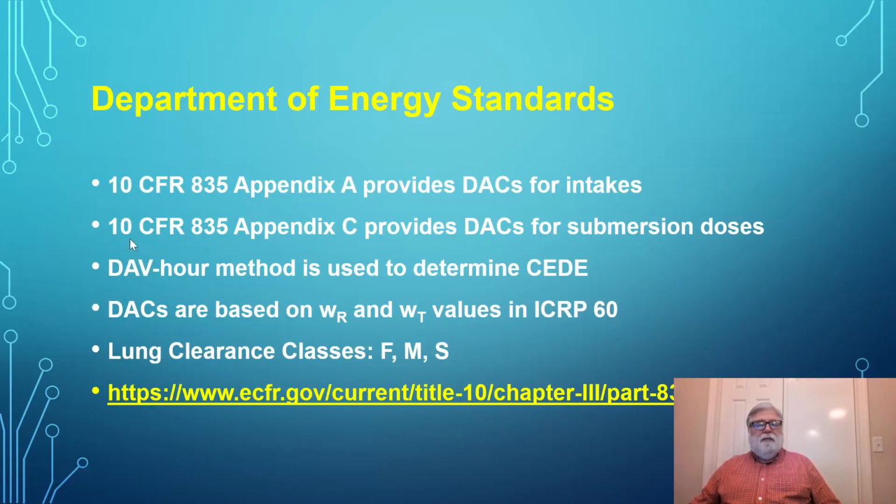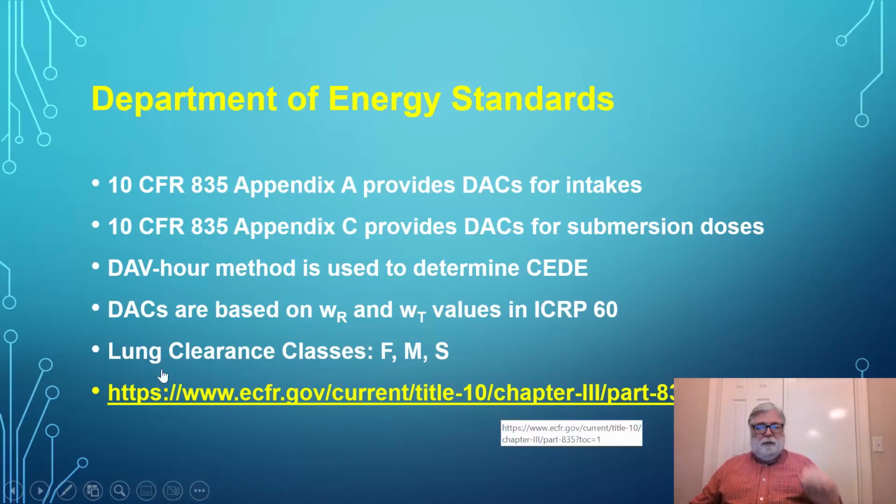And 10 CFR 835 Appendix C has DACs for submersion doses from those inert gases. So the DAC-hours method is used to calculate this. The DACs are based on the WR and WT values in a later method, ICRP 60. We talked about that before, that they added more tissue weighting factors and changed the radiation weighting factors instead of Q values. In ICRP 60, those are the basis for NRC regulations. And so that's why the numbers are different in DOE versus NRC.